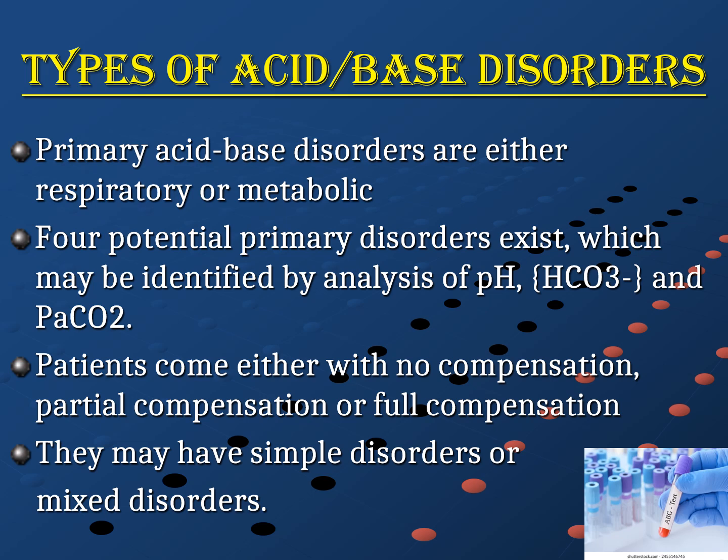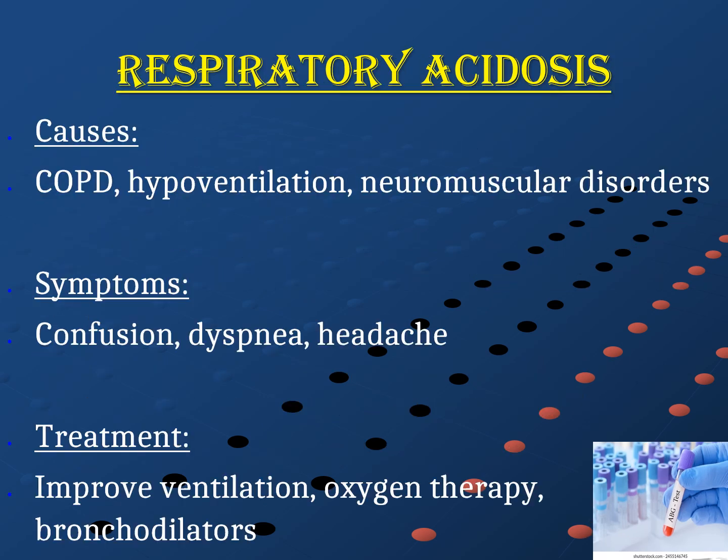Additionally, patients can have simple disorders, one primary disorder. Mixed disorders, multiple primary disorders occurring together. Understanding these concepts helps diagnose and treat acid-base disorders effectively. Respiratory acidosis. Causes: COPD, chronic obstructive pulmonary disease. Hypoventilation, breathing too slowly or shallowly. Neuromuscular disorders, e.g. muscular dystrophy, spinal cord injuries. Symptoms: confusion, apnea, shortness of breath, headache.